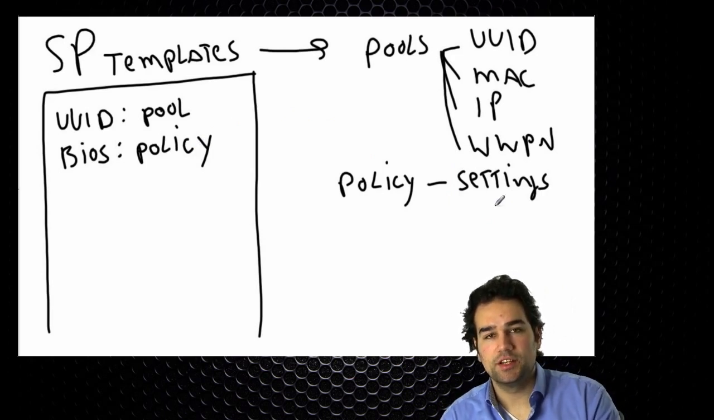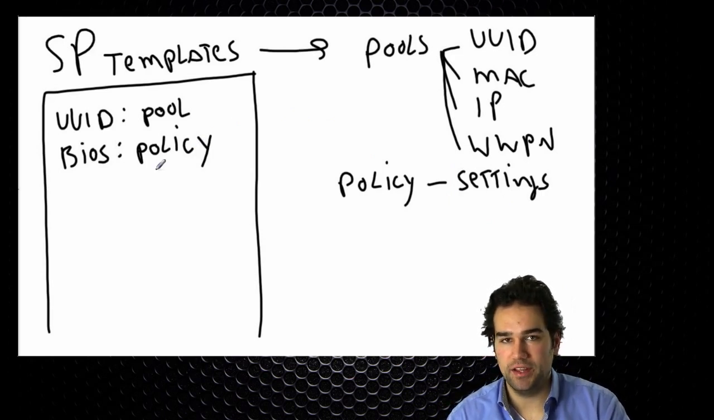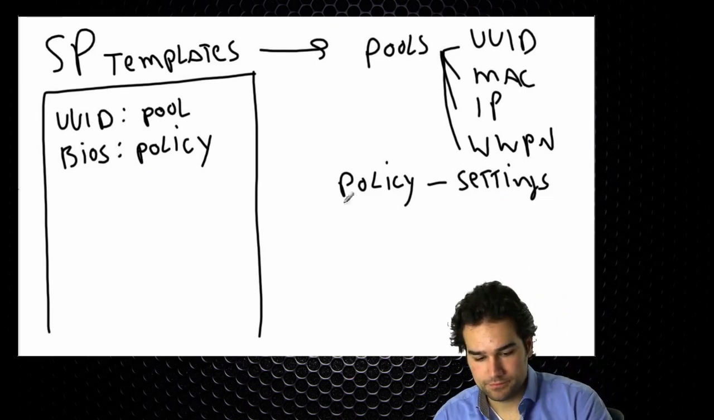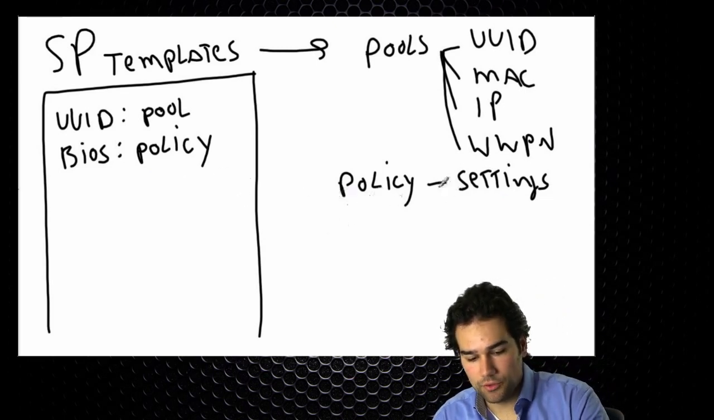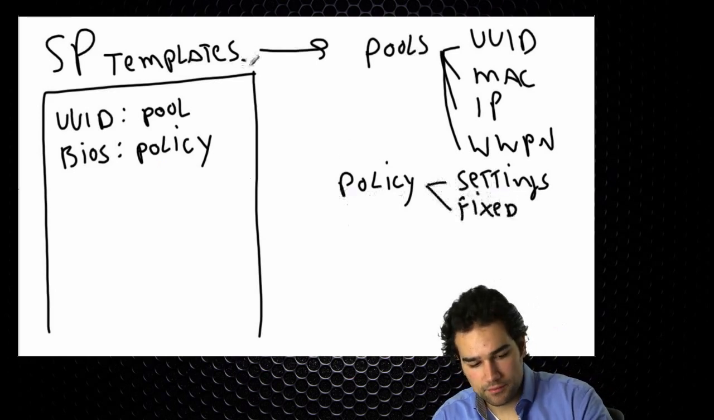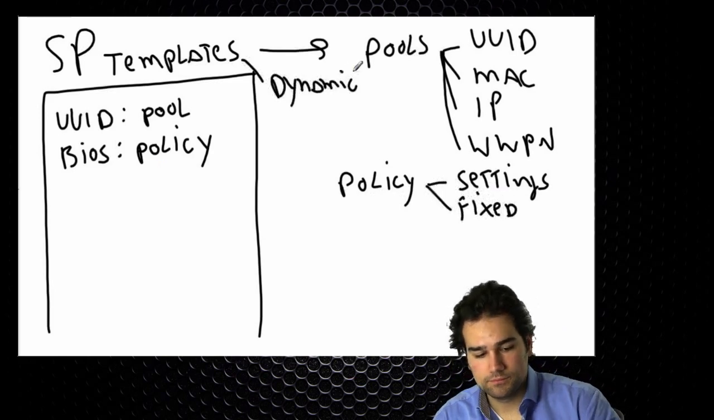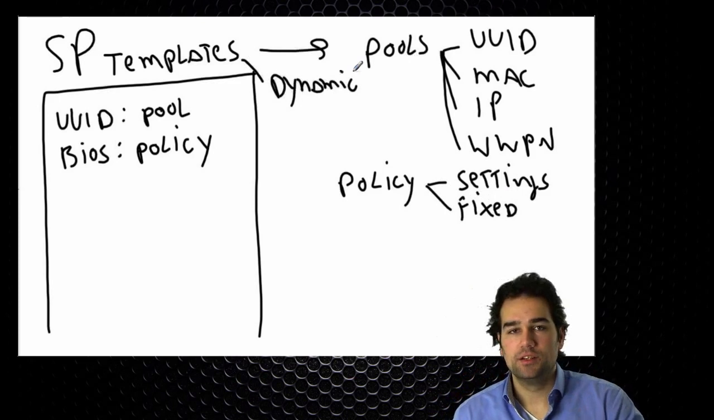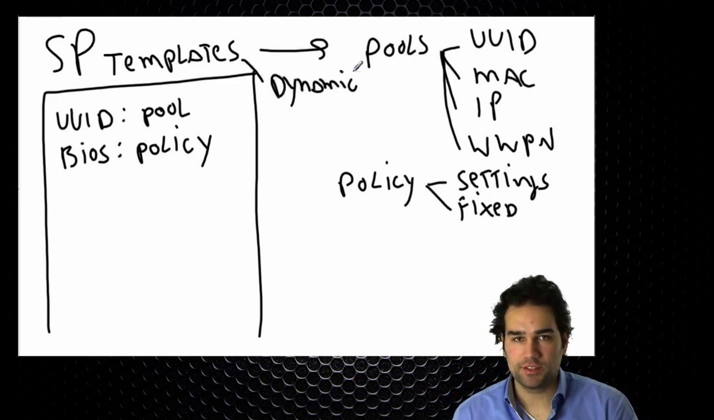If I change the setting in the policy, it's not going to be automatically applied to the template that is using that policy. I need to create a new policy for that and apply that. So these are more fixed versions. Templates are dynamic, depending on how you create them. So templates, pools, and policies are my most important parts in the configuration of my UCS.